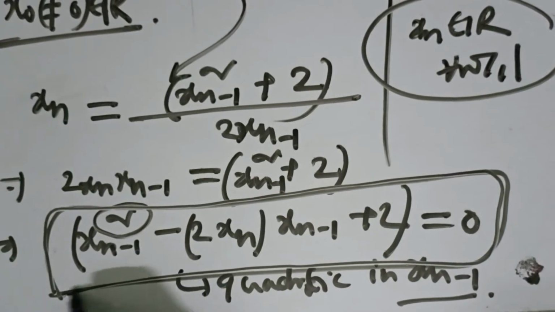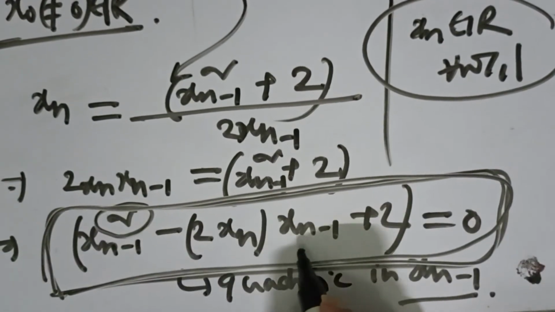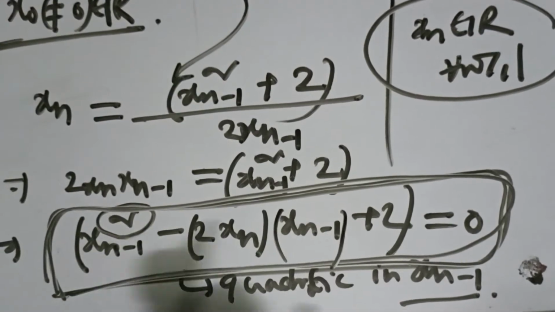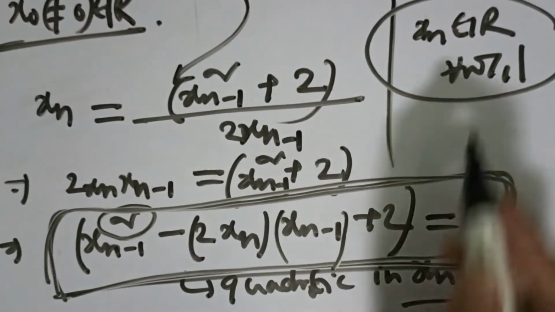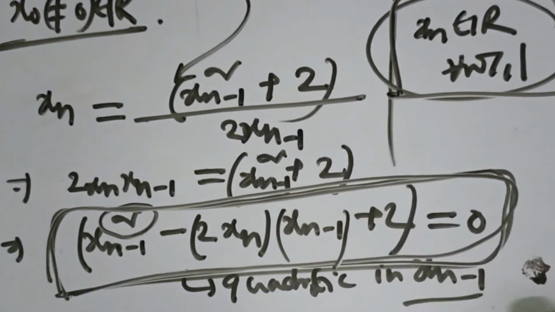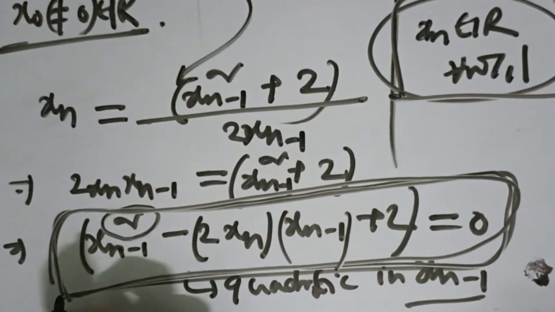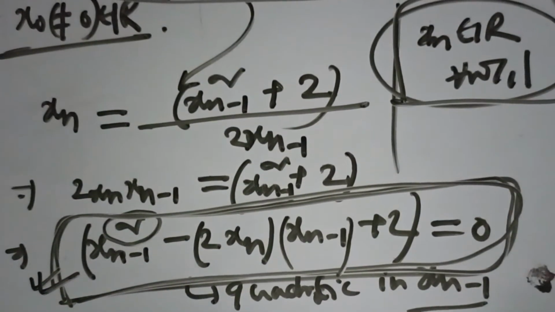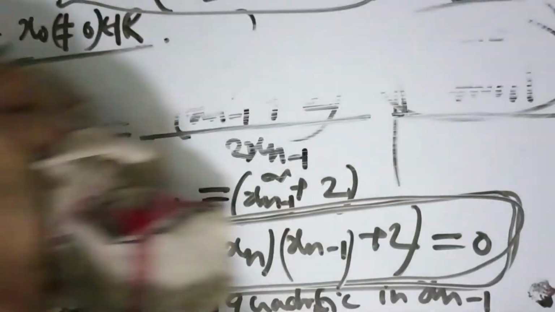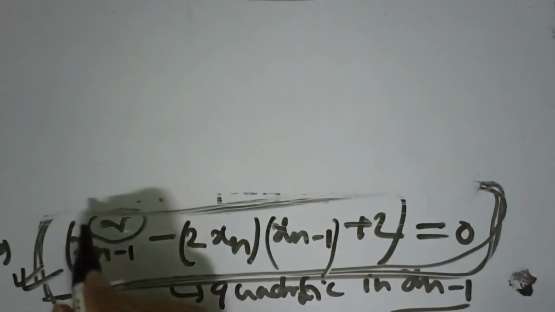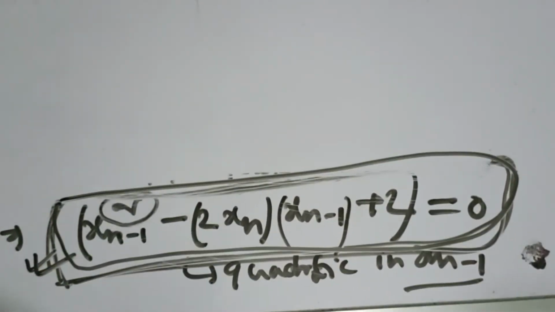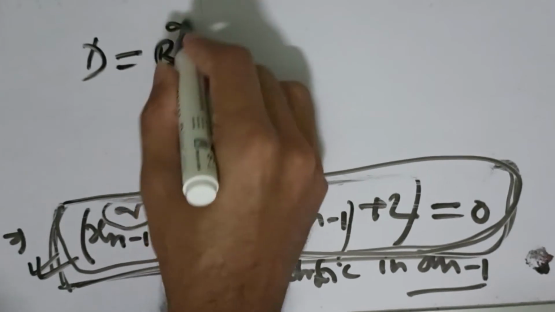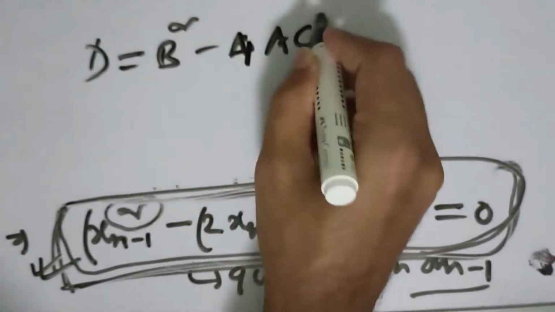If we solve this quadratic equation, we get xn minus 1, and xn minus 1 obviously belongs to R because xn belongs to R. So it is a real quadratic equation, and its roots should be real. A quadratic equation has real roots only if the discriminant is greater than 0. The discriminant is b squared minus 4ac, and this should be greater than 0.